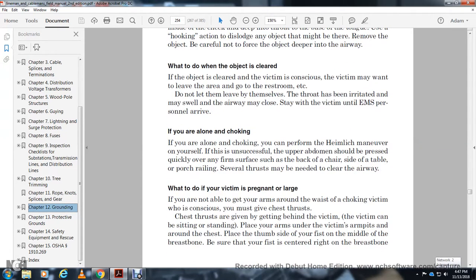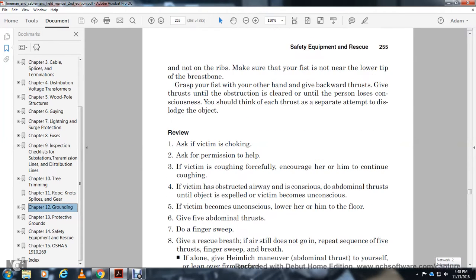What to do if the victim is pregnant or large? If you're not able to get your arms around the waist of the choking conscious victim, you must give chest thrusts. The victim can be sitting or standing. Place your arms around the victim's armpits and around the chest, placing the thrust side of your fist on the middle of the breastbone, not on the ribs. Grasp your fist with your other hand and thrust until the obstruction is cleared or the person loses consciousness. Think of each thrust as separate and aimed at dislodging the object.